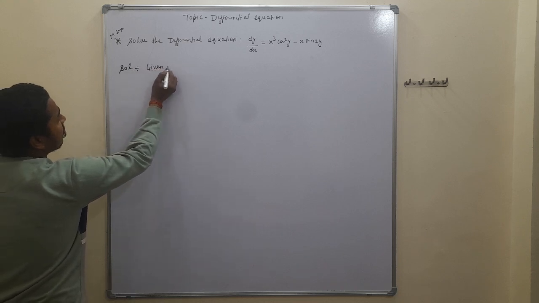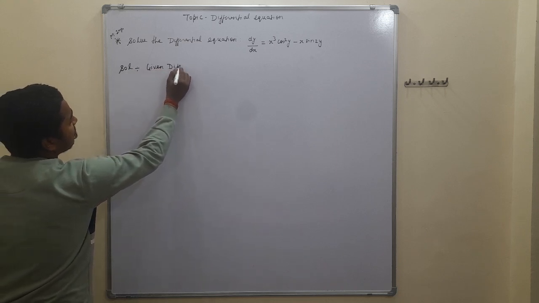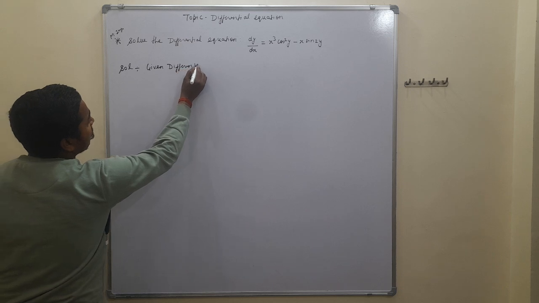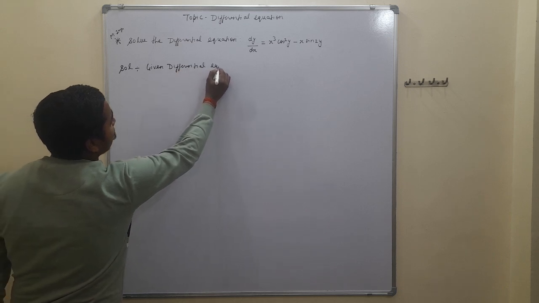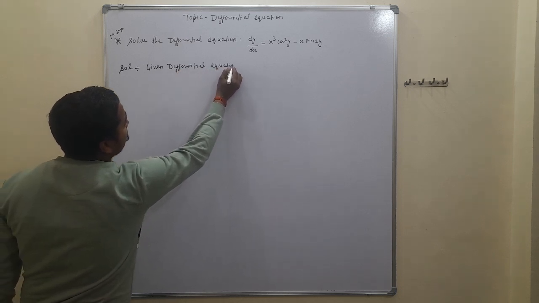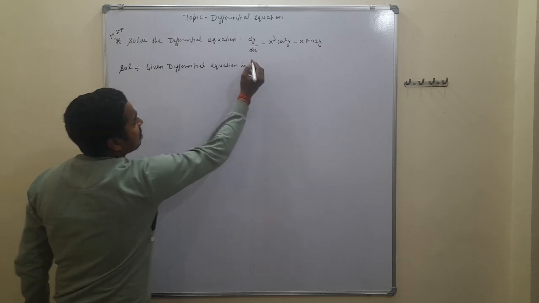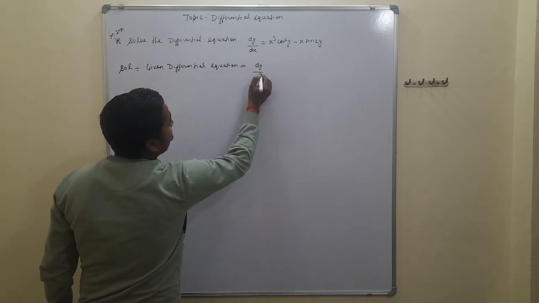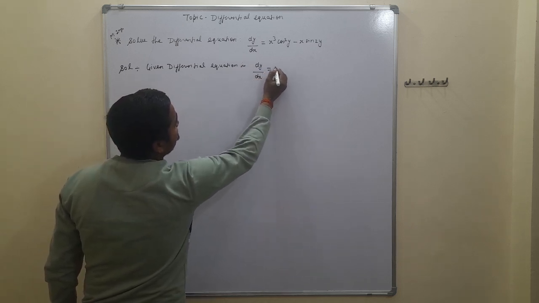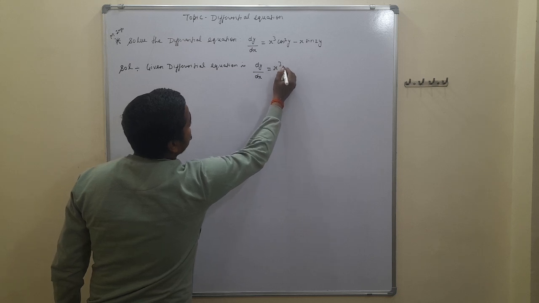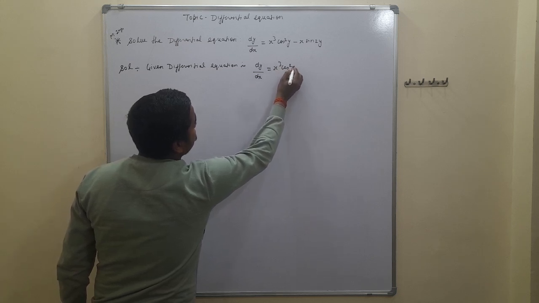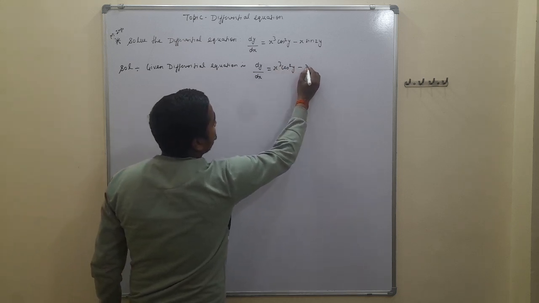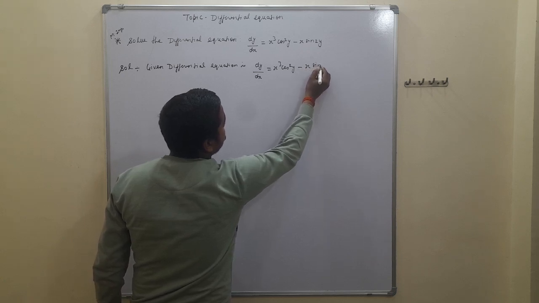Given differential equation is dy upon dx is equal to x cube into cos square y minus x sin 2y.